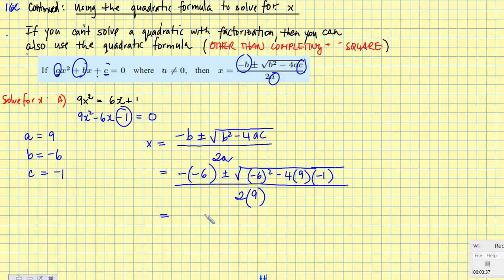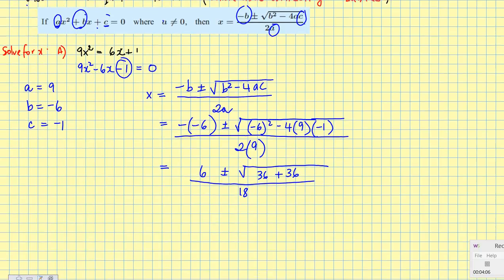So we'll say negative negative 6 is positive 6, and it's plus or minus. Negative 6 all squared is 36, and then we have minus 4 times 9 times negative 1, which gives me negative 36, but it's minus, so it's plus 36, and that gets all divided by 18. The next step is going to be to get 6 plus or minus, now we have the root of 72, and that's going to be divided by 18.